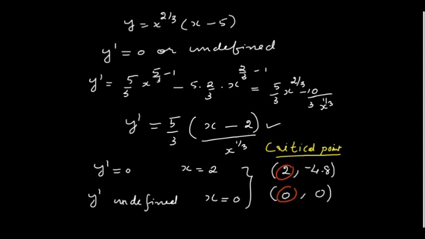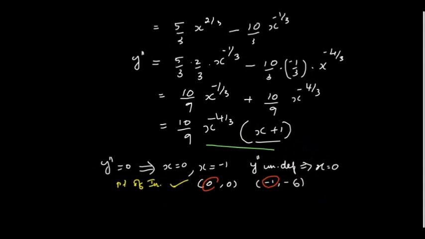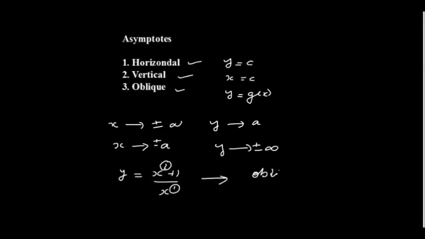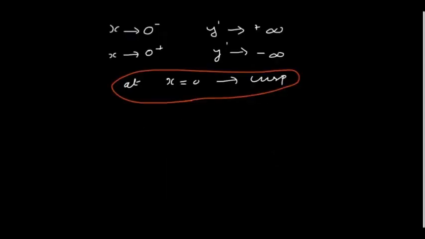So we have done all the steps here. We have got x and y intercepts. Let us mark them. These are the intercepts with the x-axis, and this is with the y-axis. And now the critical points, we have two critical points here, that is 2, minus 4.8 and 0, 0. Now points of inflection we have 0, 0 and minus 1, minus 6, and we have the rise and fall of the curve and concavity as well. Then we have checked for the asymptotes and cusp as well.